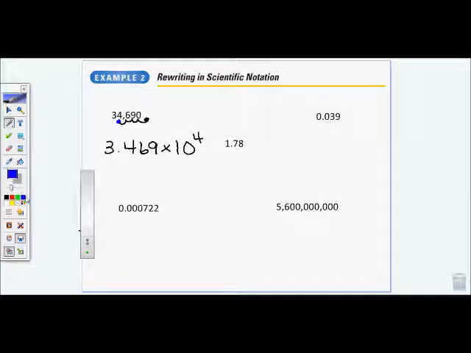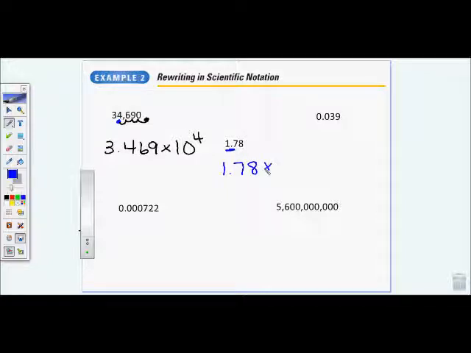Now we want our new decimal here. The next one is 1.78. I want one value before the decimal point. It is already there. So to write this one in scientific notation would be simply that 1.78.